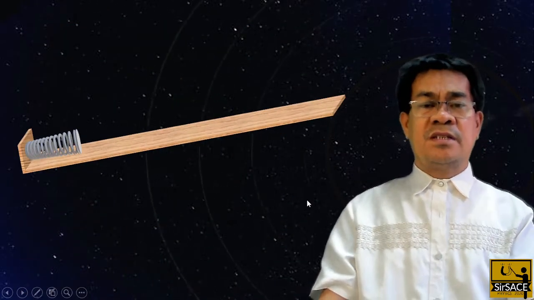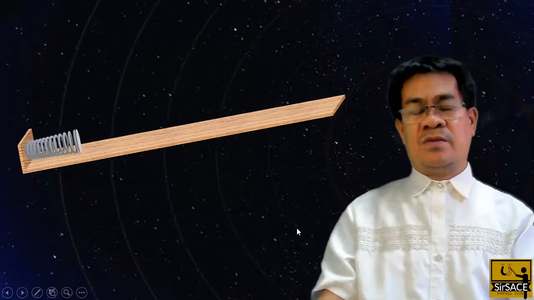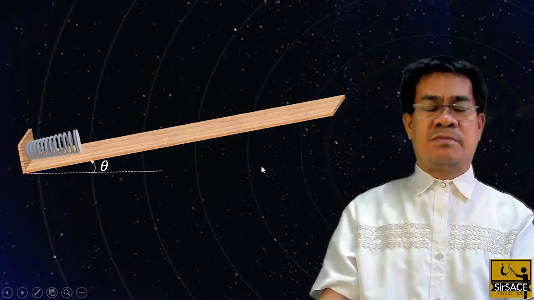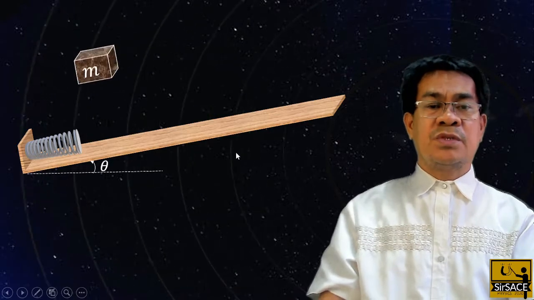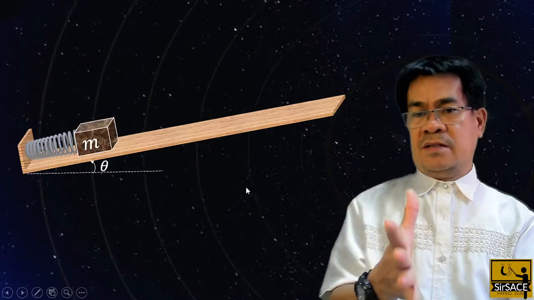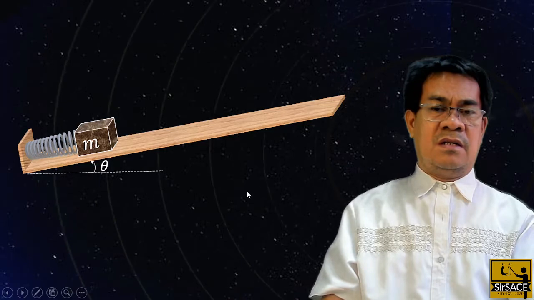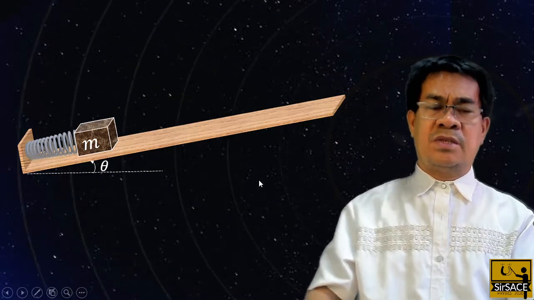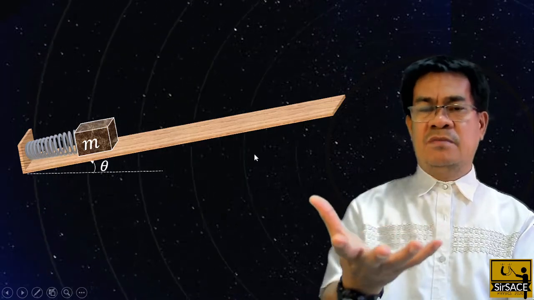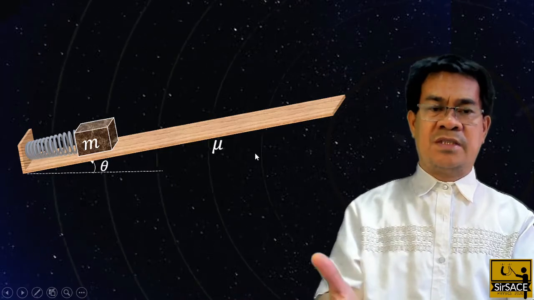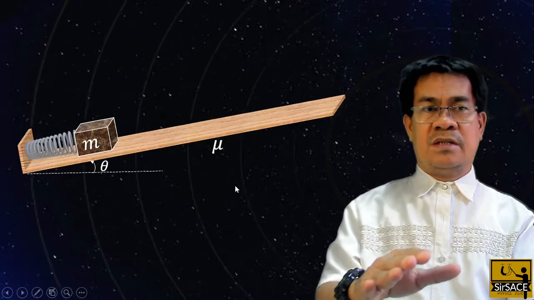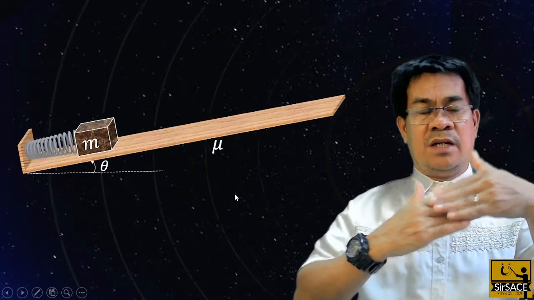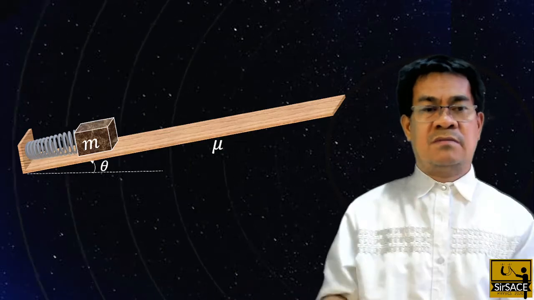Okay, now consider an inclined plane with a spring attached at the lower end of the incline, and this plane is inclined at an angle of theta from the horizontal. Suppose we have the object placed at the free end of the spring, and suppose that the inclined plane and the object, whose mass is m, have a coefficient of kinetic friction mu. And remember, mu is a property of the materials in contact, meaning different materials might have different values.